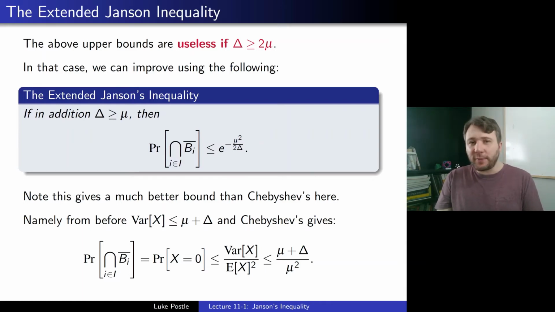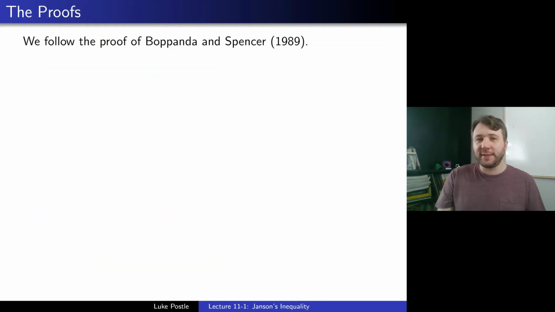In the remainder of our time today, we will go ahead with proofs. We're going to prove Janson's, we have to prove a lower bound, we have to prove 2 upper bounds, and then extended Janson's. So that's a lot of work. The proof we'll do today will follow the proof of Boppana and Spencer from 1989. Janson's original proof used Laplace transforms. Here we'll use an approach that is closer to the proof we did of the Lovász local lemma, somehow comparing to how they're independent.